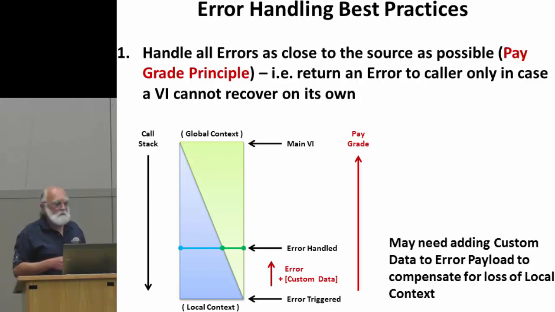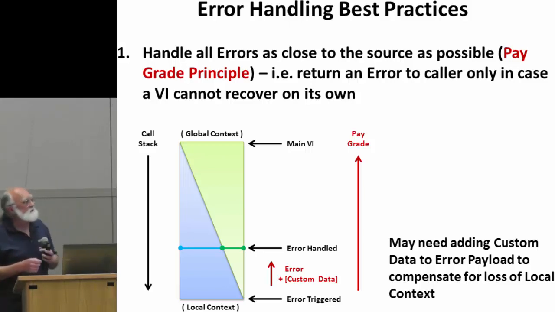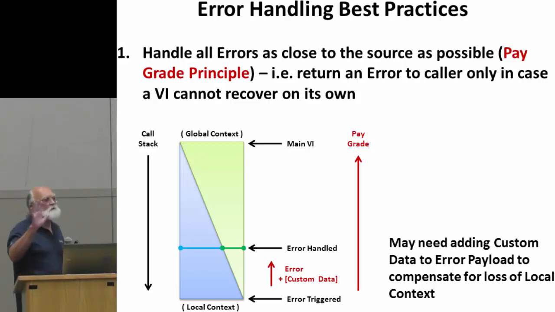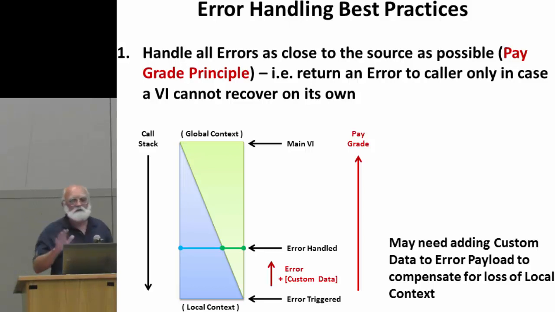Good. So now let's go over best practices. I chose like 4 of them. The first, most important, is the pay grade principle. It says handle all errors as close to the source as possible, and return an error only in case a VI cannot recover on itself.